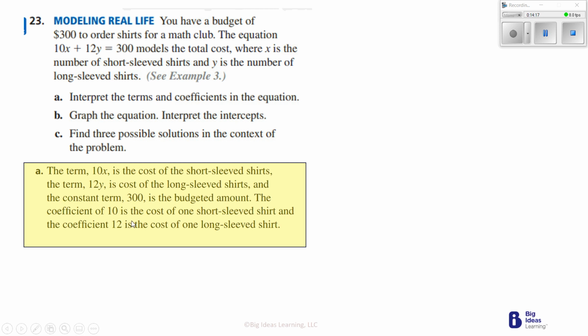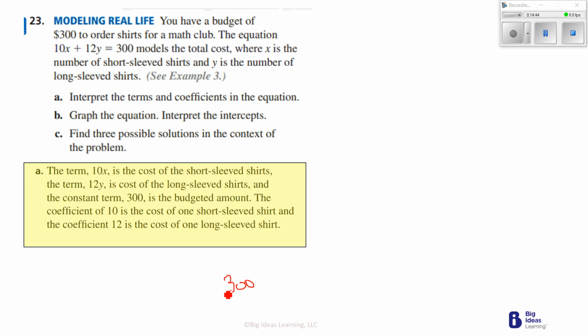So the coefficient 10 is the cost of one short sleeve shirt, and the coefficient 12 is the cost of one long sleeve shirt. B says graph the equation and interpret the intercept. Well, to graph it, I can make x 0. And if I did, then I would take 300 and divide it by 12. Let's see, 300 divided by 12. Let's look at this over here.